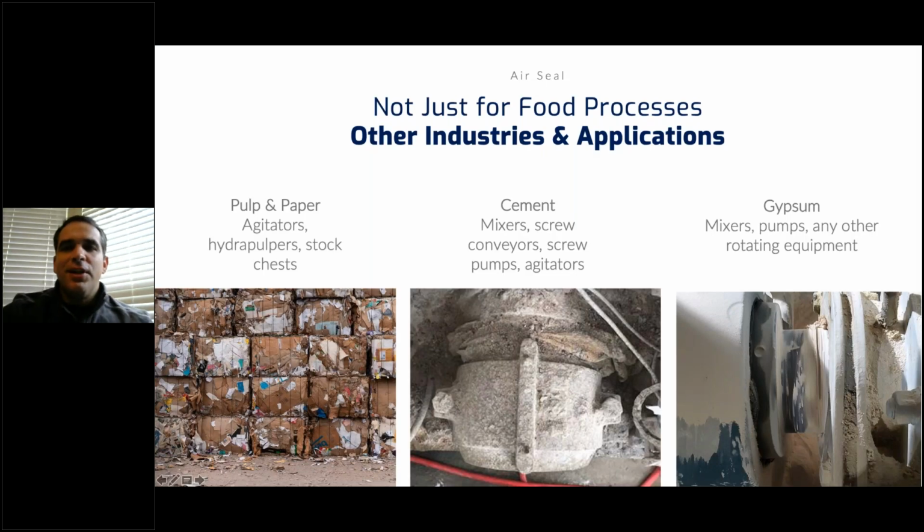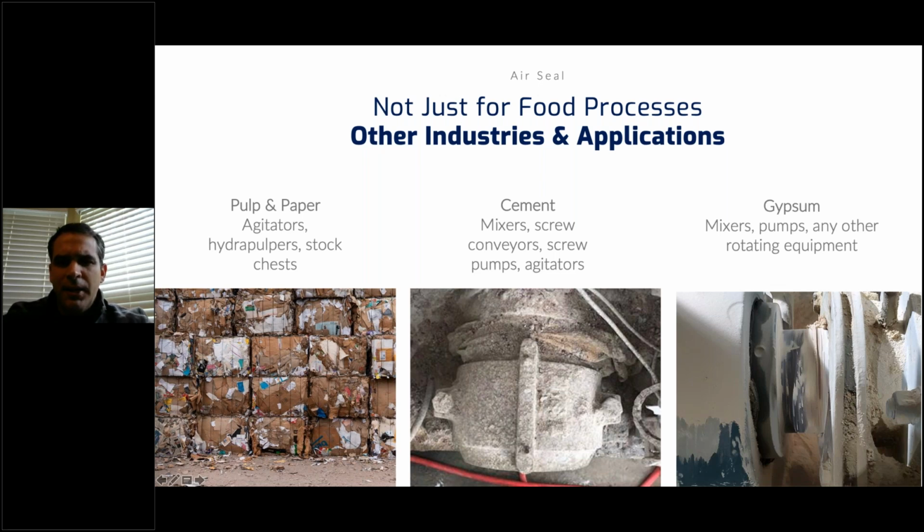All right, so there's a number of industries. The air seal is essentially a concept that can apply really anywhere where air is allowed in a vessel. So pulp and paper is a very common industry, and actually there's a ton of overlap with food because there are FDA requirements in the pulp and paper industry with paper mills that make packaging for food. So it's a very, very common overlap industry.